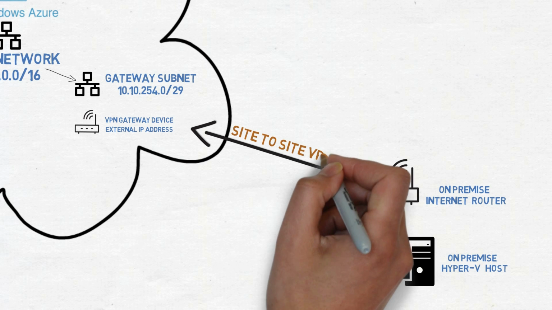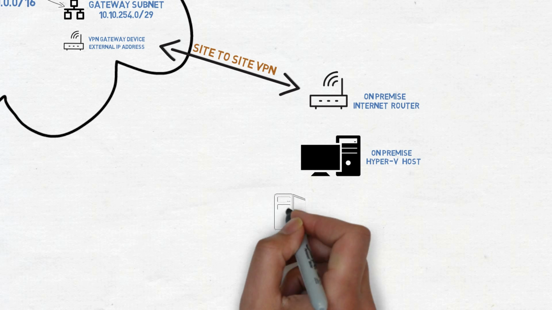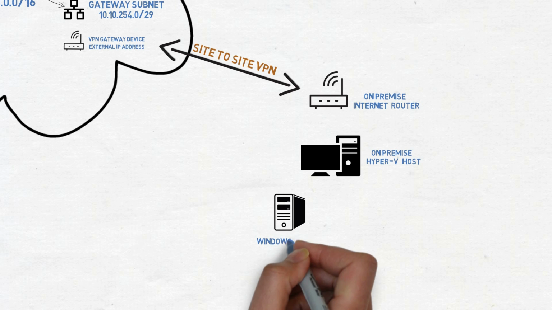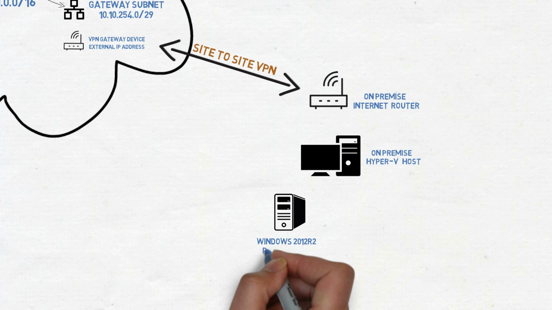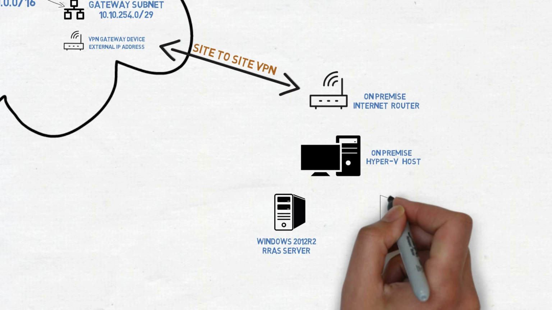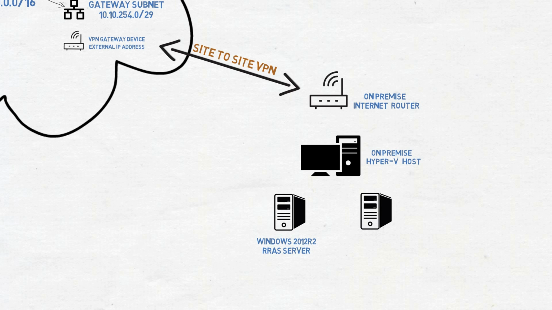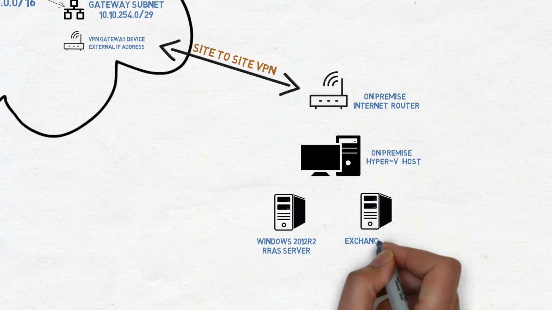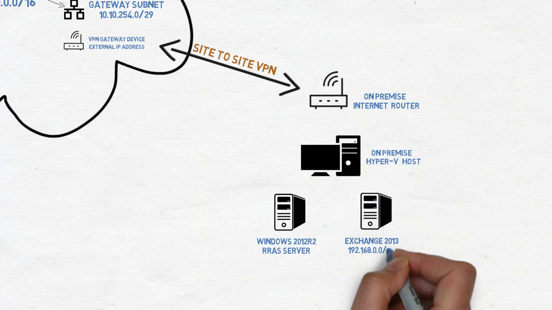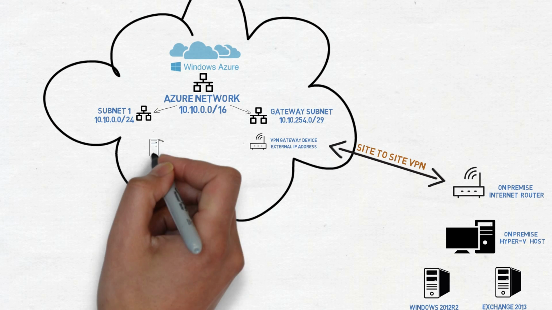Jumping back to my on-premise environment, we'll need to install a Windows 2012 RAS server. Now this RAS server is going to be where the actual VPN is terminated and where the routing occurs. And obviously we've got our Exchange servers already on premise. The on-premise network is a 192.168.0 network. So we can route between that and the 10 networks up in the cloud using the Windows 2012 RAS server.